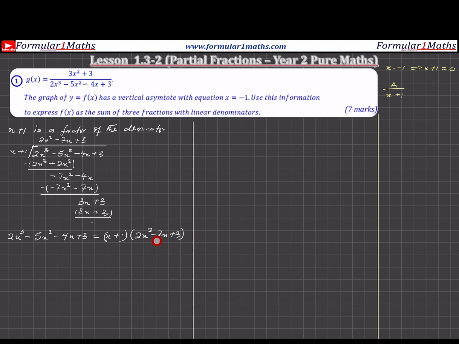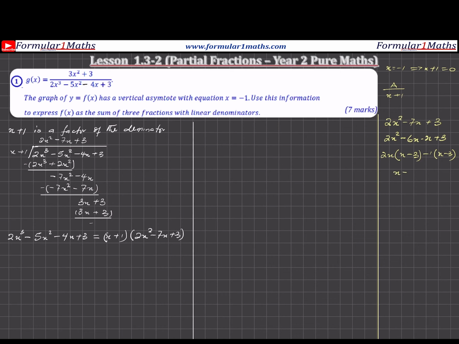So now we need to factorize this one here to get 2 linear terms. So I have 2x squared minus 7x plus 3. I can split the minus 7x into minus 6x and minus x. So I have 2x squared minus 6x minus x plus 3. Then if I do my factorization, I'll have 2x brackets x minus 3, and minus 1 I have x minus 3 over here. Do your complete factorization, and I'm going to get x minus 3 and 2x minus 1.